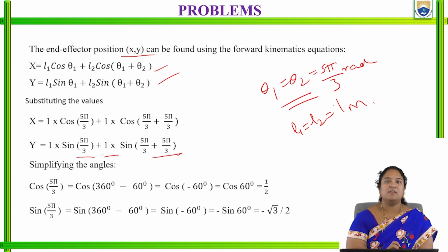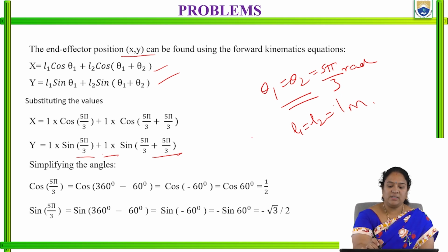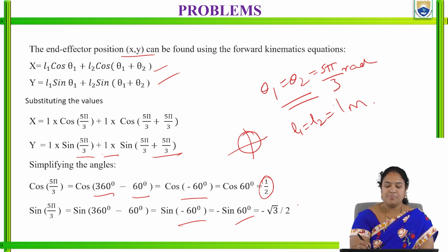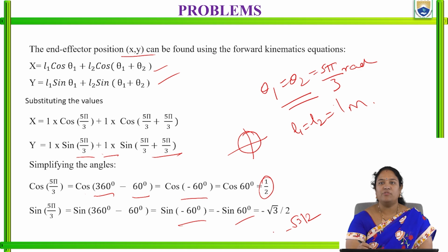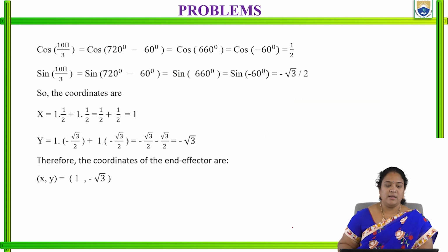Now, when we are simplifying this particular equation with respect to angles, right? Any particular robot can rotate through 360 degrees, right? When we consider the angles, cos 5 pi by 3 can be written as cos of 360 minus 60, which we get as cos minus 60. That is, cos 60's value is 1 by 2. Sin 5 pi by 3, again here we are getting sin minus 60, that is nothing but minus root 3 by 2. That is, sine of 60 value is root 3 by 2, with the minus sign, we are getting minus root 3 by 2.